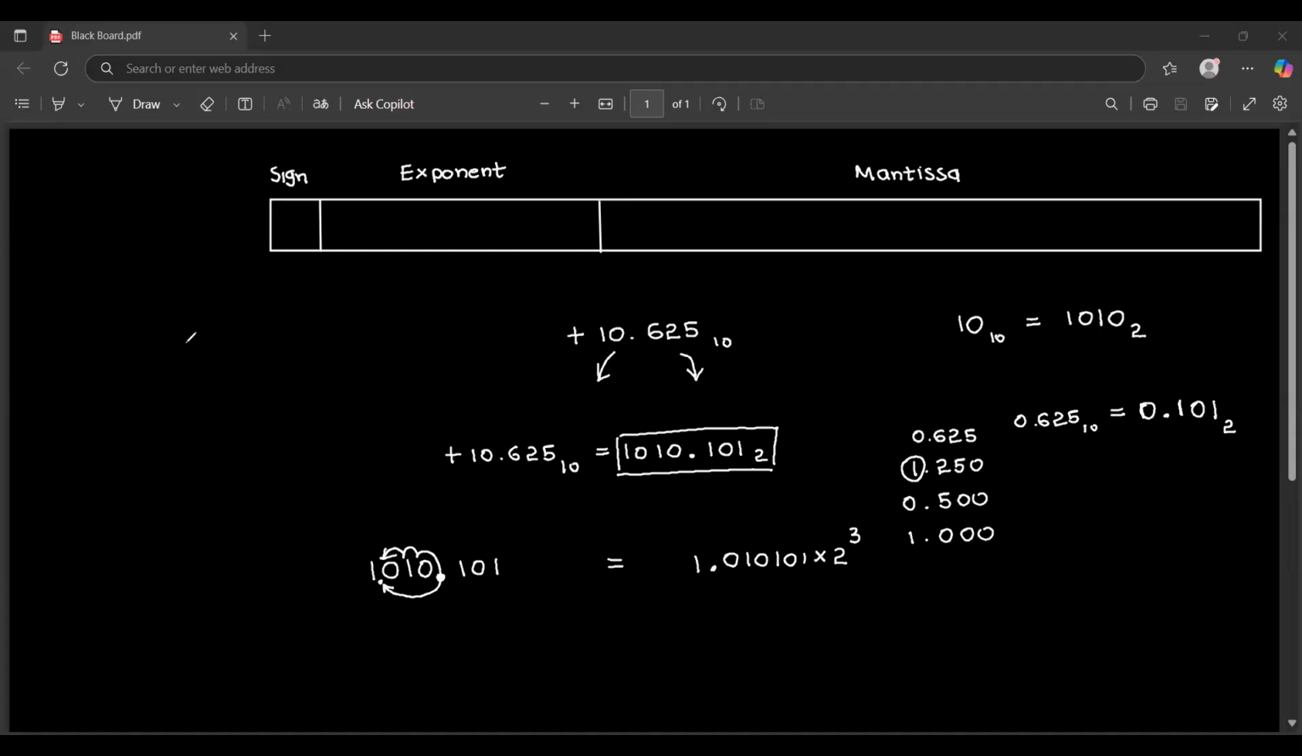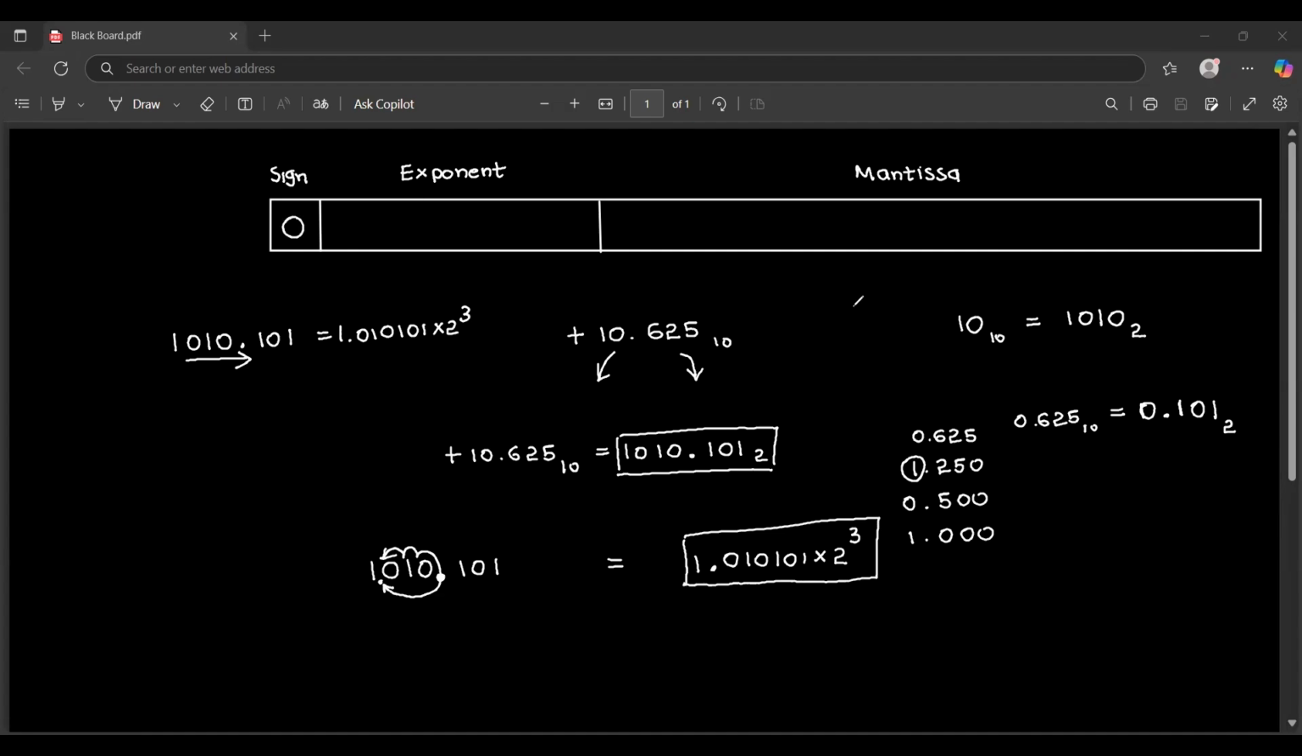Or you can understand it like this: here we have 1010.101. Since we are moving the point 3 places to the right, and right is the positive direction, we have 2 to the power 3. Okay, the power is 3. So 1.010101 into 2 to the power 3. You can use any method. This is the standard format. Now, what is the sign? Since the number is positive, we have to put 0 here.